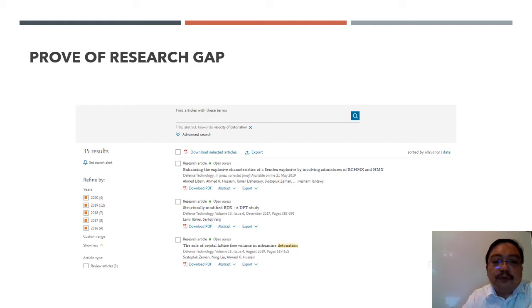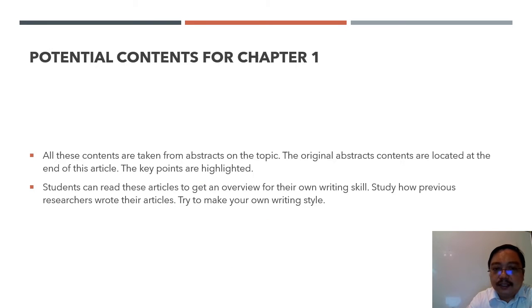Proof of research gap: not many are doing hypervelocity, and I'm especially focusing on velocity of detonation. Only 35 results come out on the subject matter in Science Direct. So this is among the proof that this is a research gap.